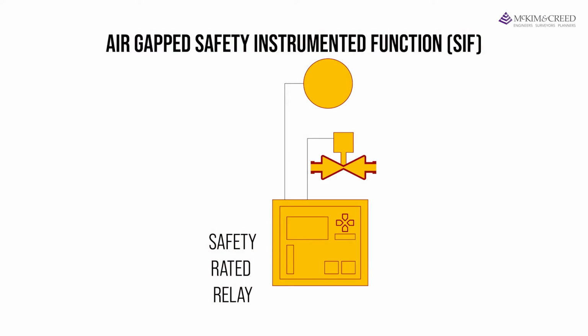Let's move on to safety instrumented functions. These are basically simple systems that measure an input, make a logical decision, and change an output to move a valve, turn a pump on, turn a fan on. Those systems are relatively simple. They are typically air gapped on purpose because there's not a lot of information other than alarms that would go off. And those systems are typically pretty small in scope.